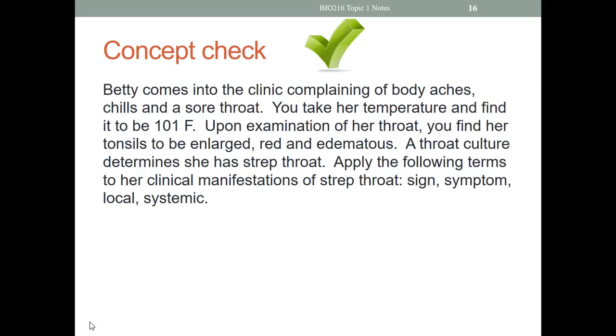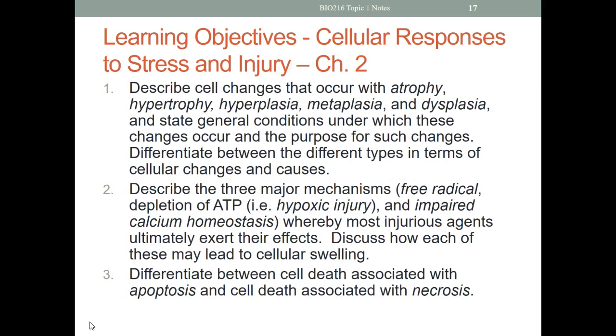Okay, you take her temperature and you find her tonsils to be enlarged, red, and edematous. So enlarged tonsils that are red and edematous, those are all signs, because I can see them. And they would be local, because they're localized to the tonsils. A throat culture determines she has strep throat. Okay, so we did all that was asked there.